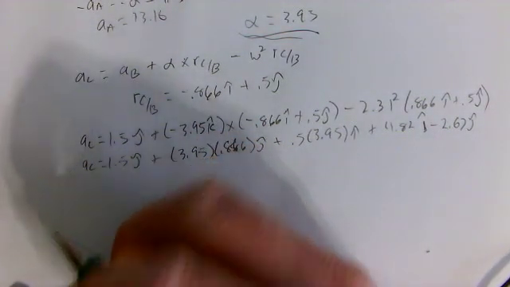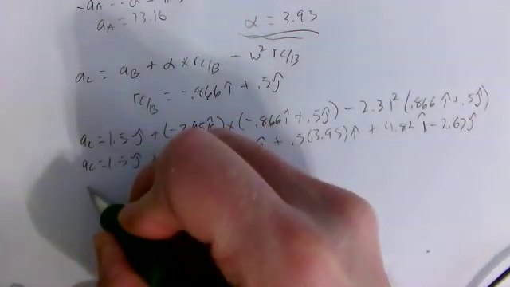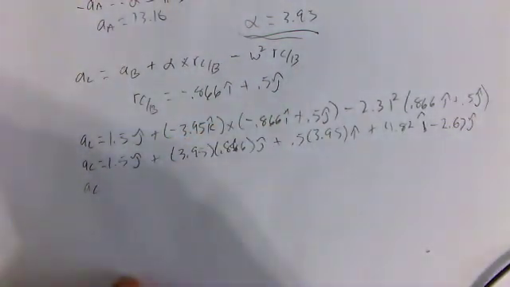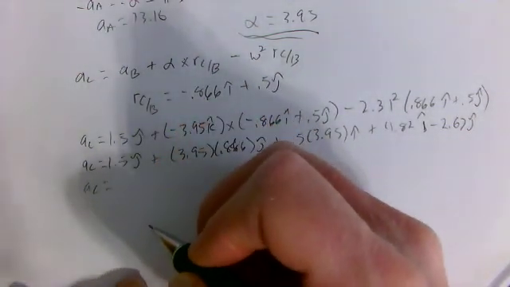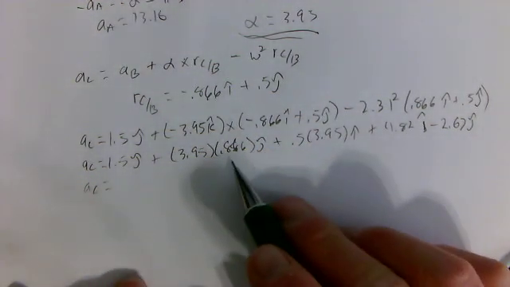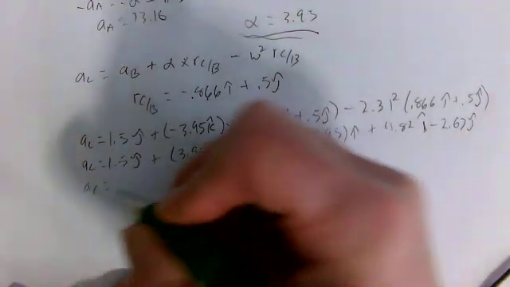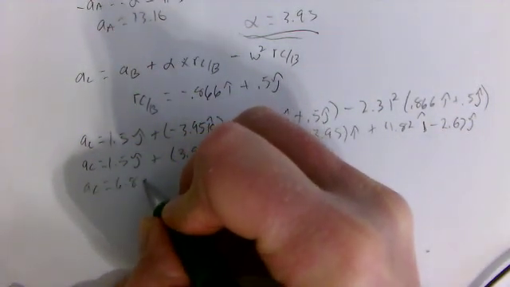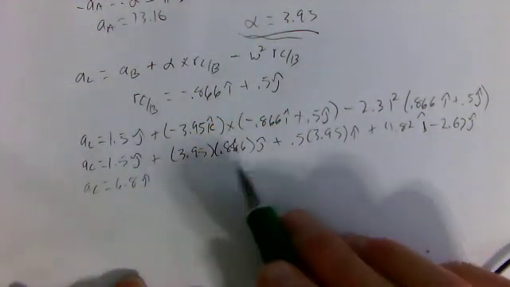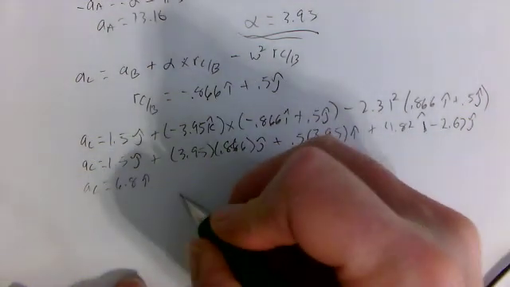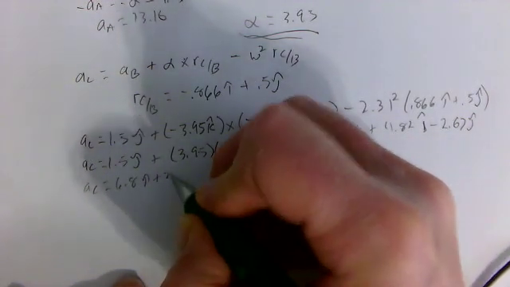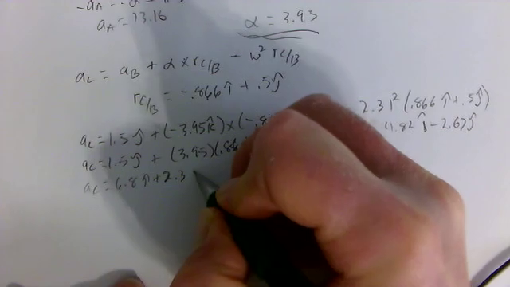Combining all the I's, this one plus this one gives us 6.8 in the I. Combining that one and that one, we get plus 2.3 in the J.